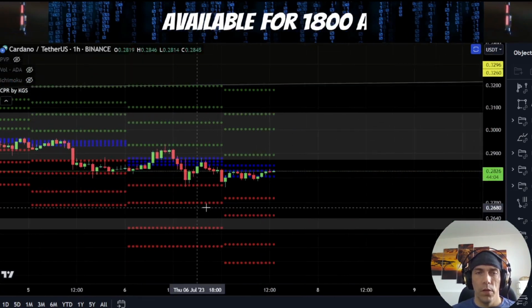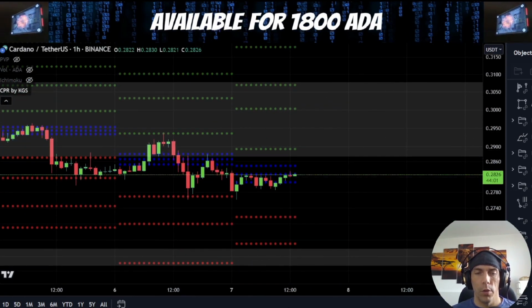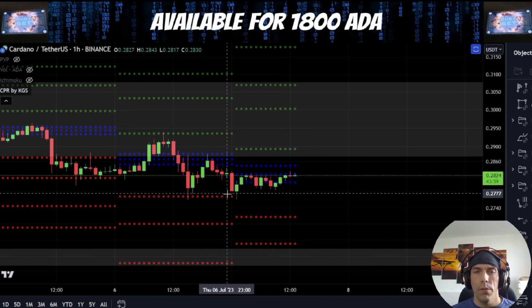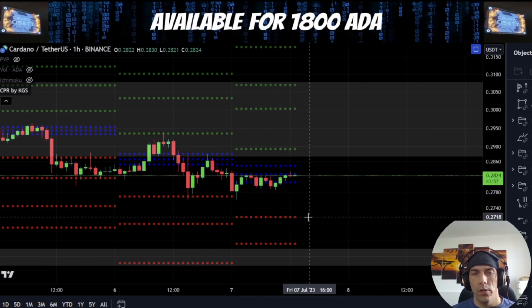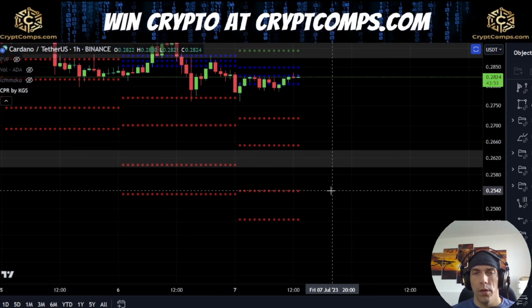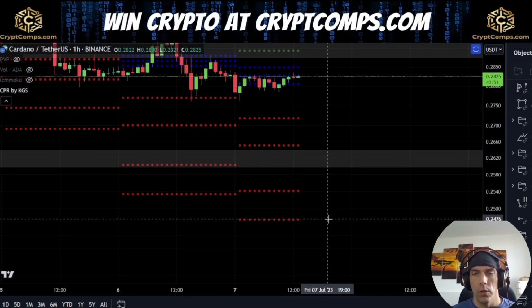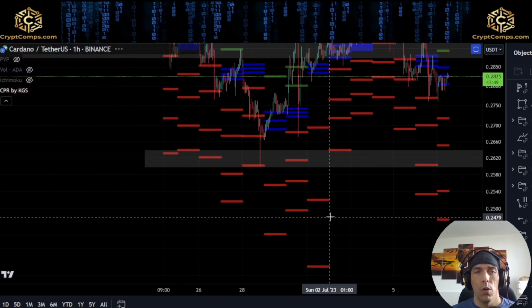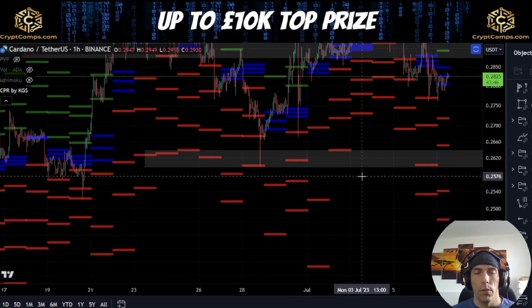Now, looking at the CPR here on the daily, what we can see is we're currently below these central lines. If we fail to get back above these, we could actually see price come down towards this 27.18. We have this 26.50, this 25.42, and this 24.76, all as potential target points for today.